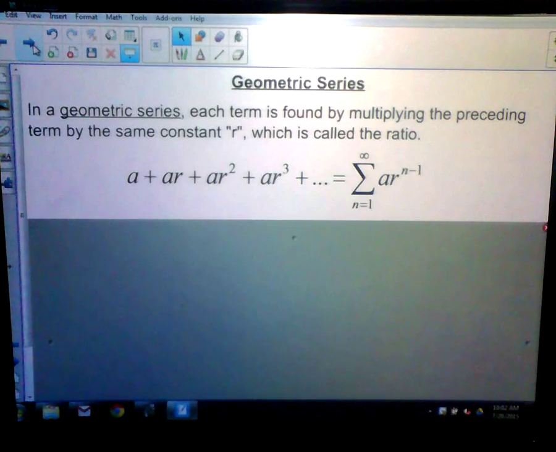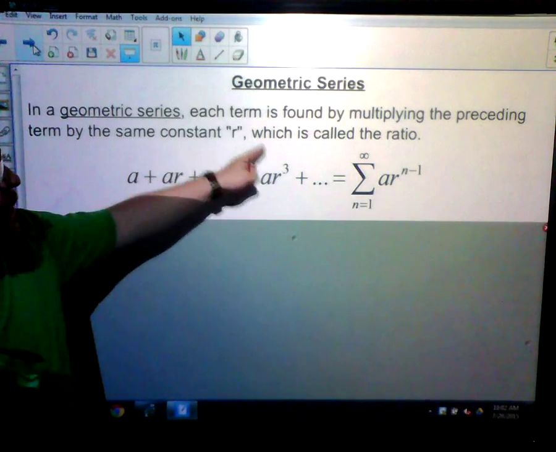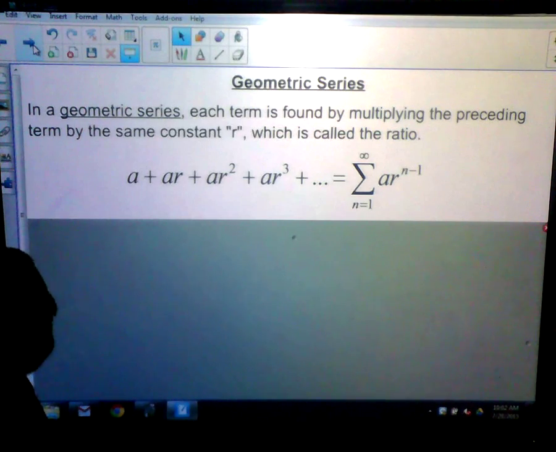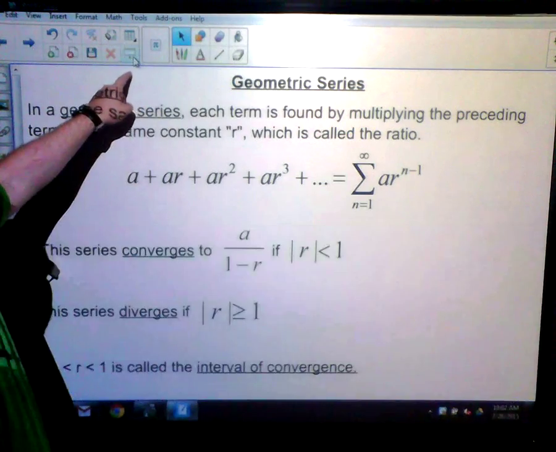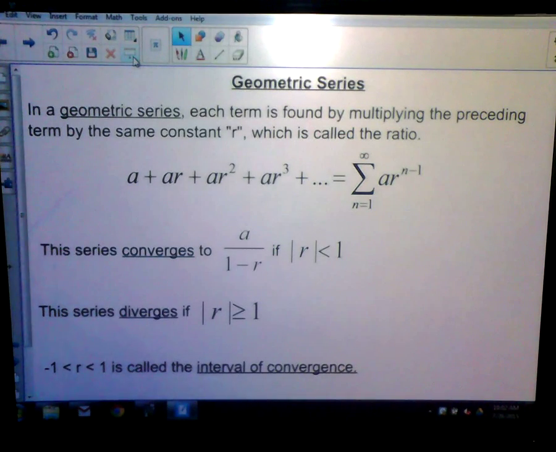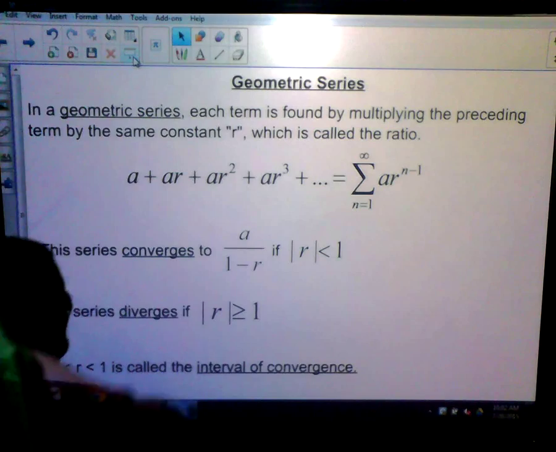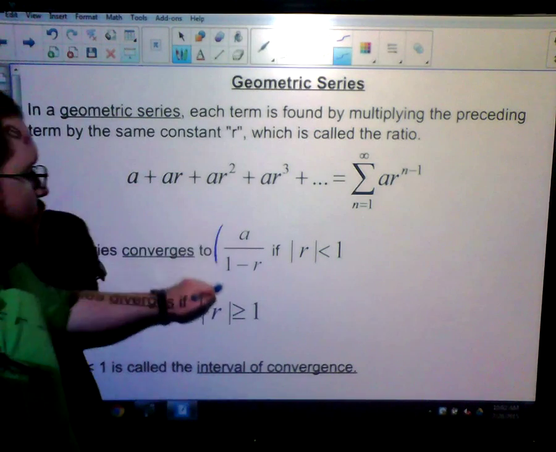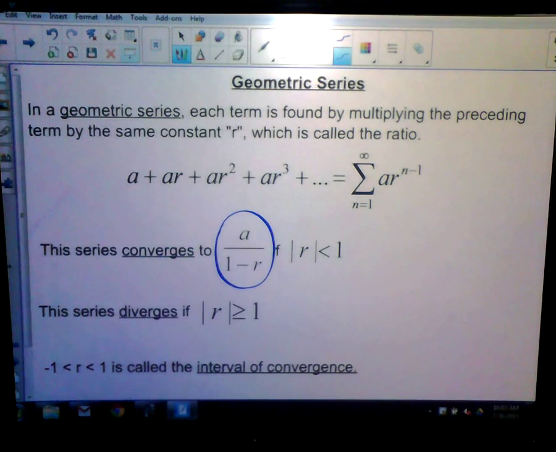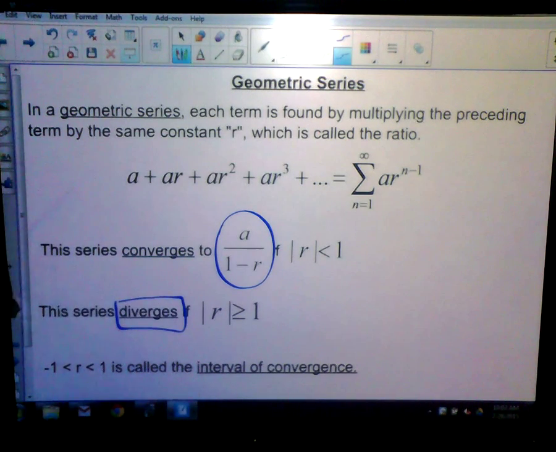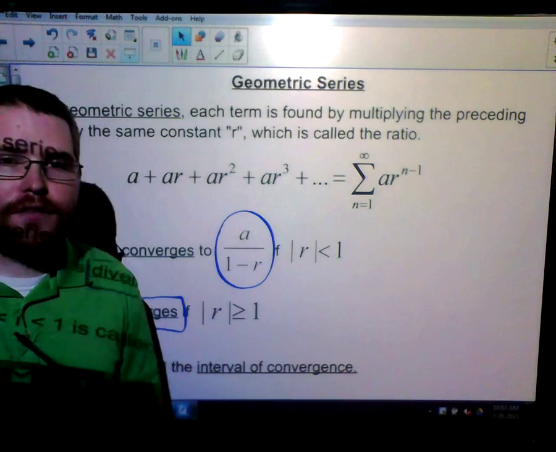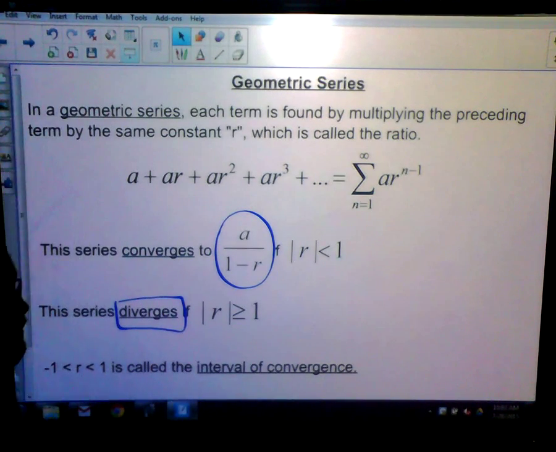Well, how in the world could we ever have an infinite series that converges? Well, one example is a geometric series. That's where you multiply by the same thing every single time. What kind of numbers can you multiply that will make things smaller? Less than 1. Fractions. If it is less than 1, this will tell us what our answer is, and it converges. But if we're multiplying by more than 1, it diverges. Negative 1 to 1 is called the interval of convergence, where it converges between negative 1 and 1.